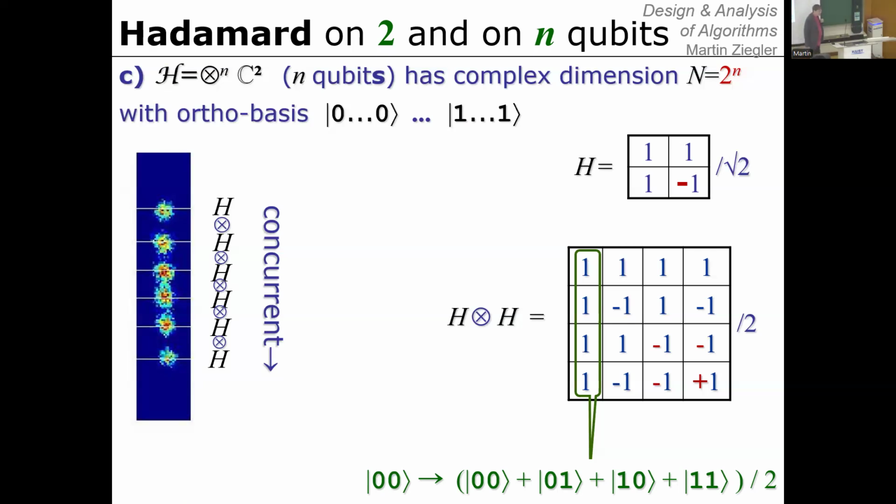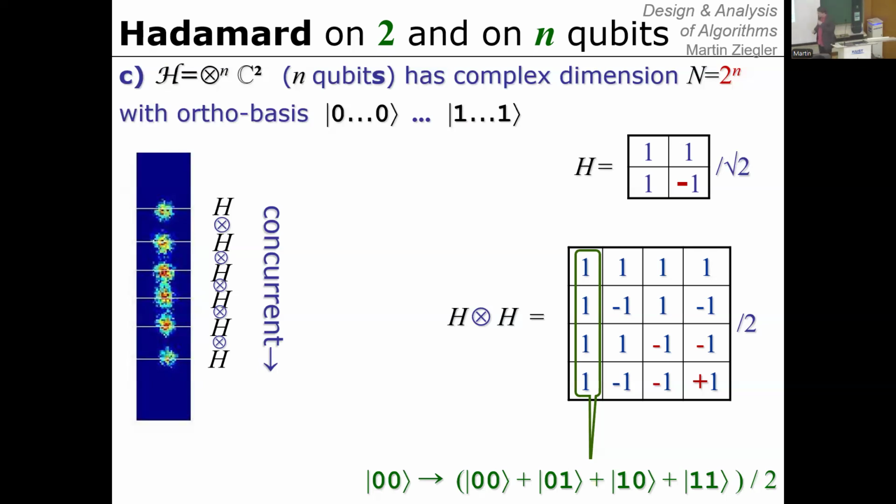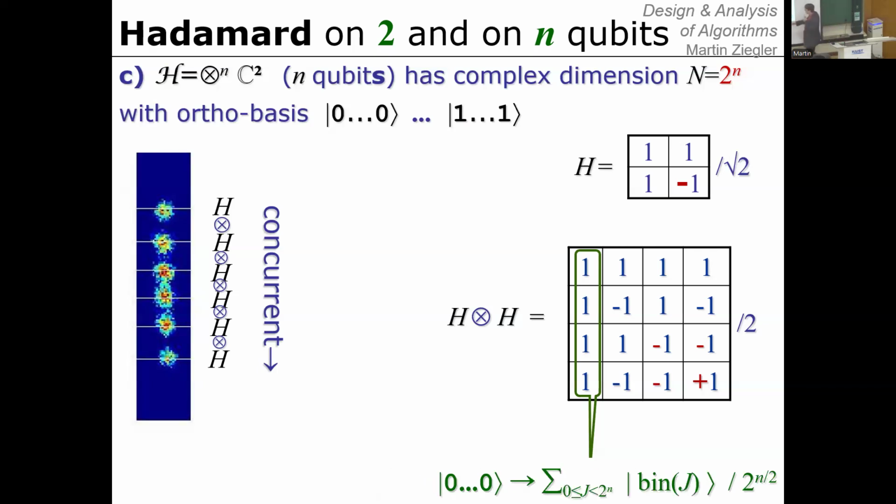If we have not 2 but n Hadamard gates operating on all n qubits, then they do that simultaneously. So that's concurrent. And if we start with the 0 states as in the previous slide, then after this n-fold Hadamard, this will contain all possible qubit values. Right, so here it's 4 possible values of the 2-qubit system. And this means 2 to the n possible values of an n-qubit system. Right?